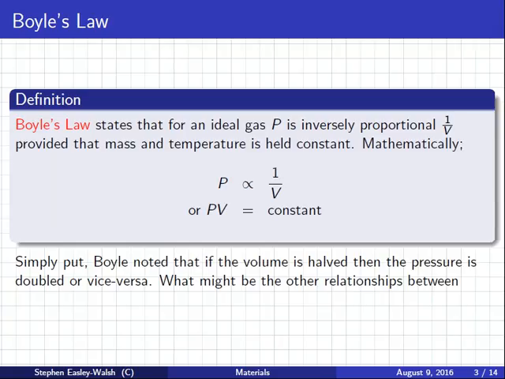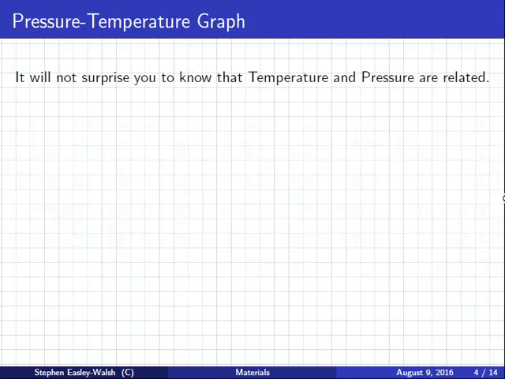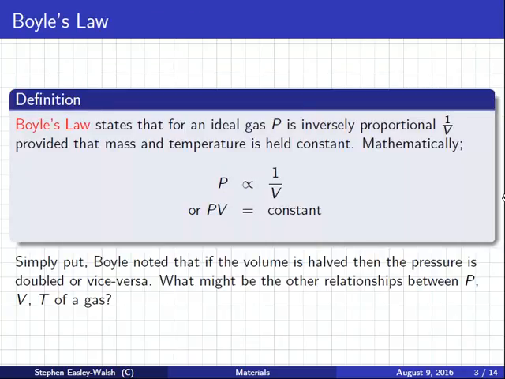What might be the other relationships between P, V, T of a gas? If you can write these down, we'll have a look at some other relationships between the variables. Does this look familiar? Are you sure? Is it PV equals a constant?